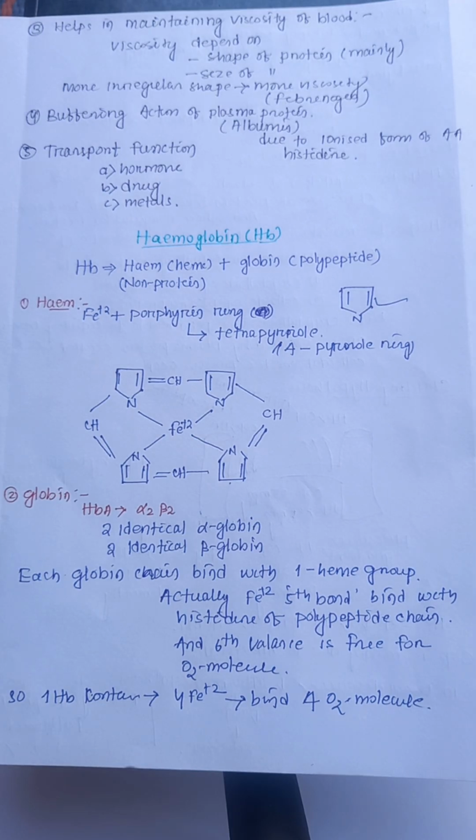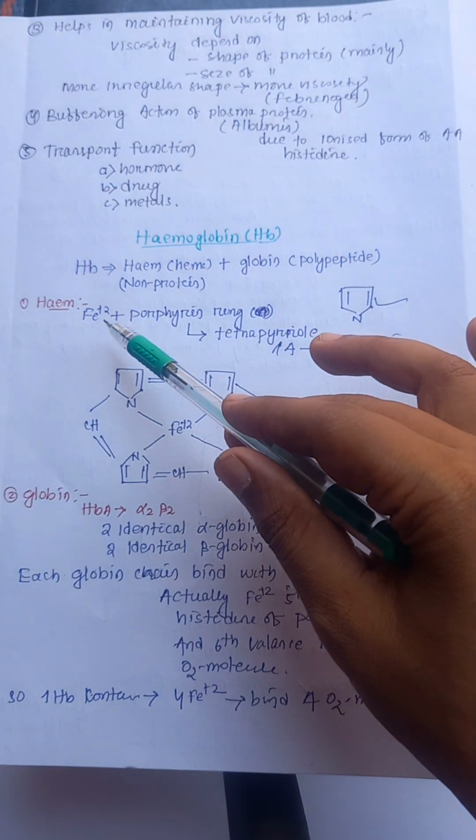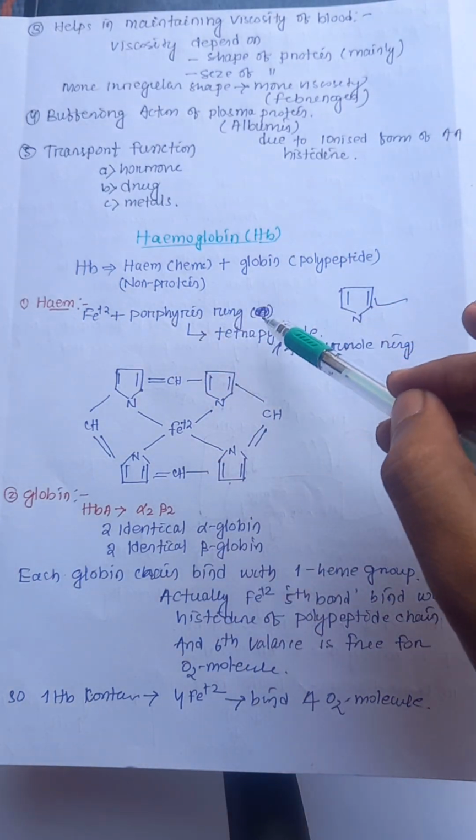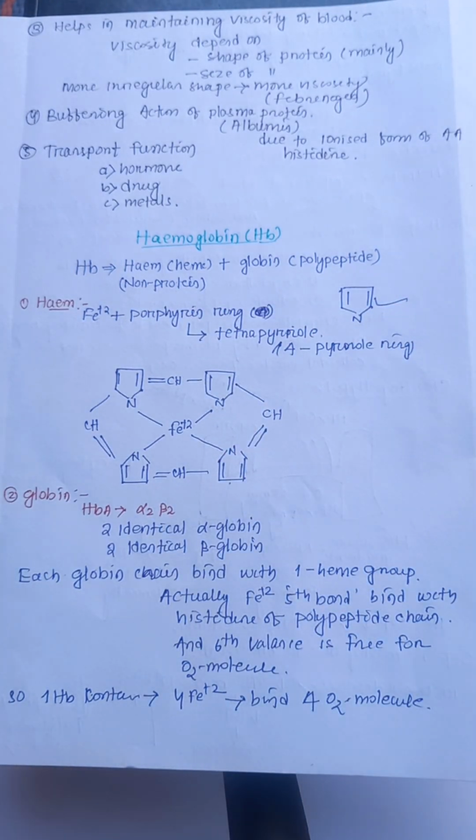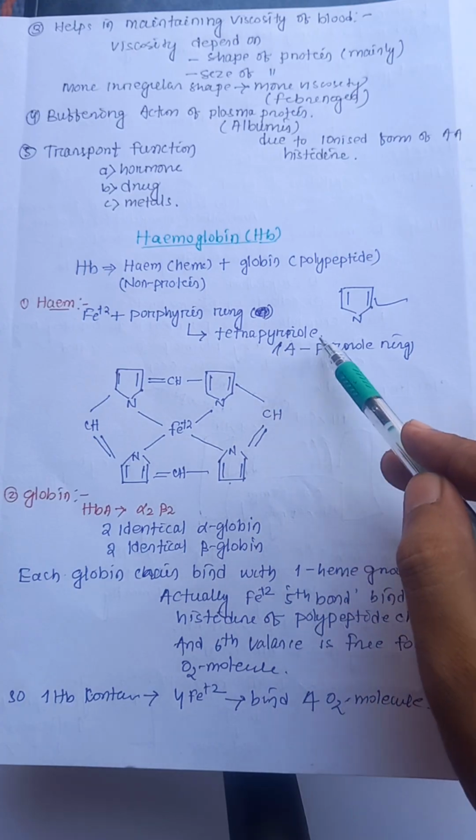Let's see next, that is hemoglobin. One of the most important and conceptual things to learn about hemoglobin is that hemoglobin is nothing but heme plus globin, whereas heme is the non-proteinous part and globin is the polypeptide chain. Let's see what heme actually is. Heme is an iron-containing porphyrin ring. Iron plus porphyrin ring is nothing but heme, and it contains a tetrapyrrole ring.